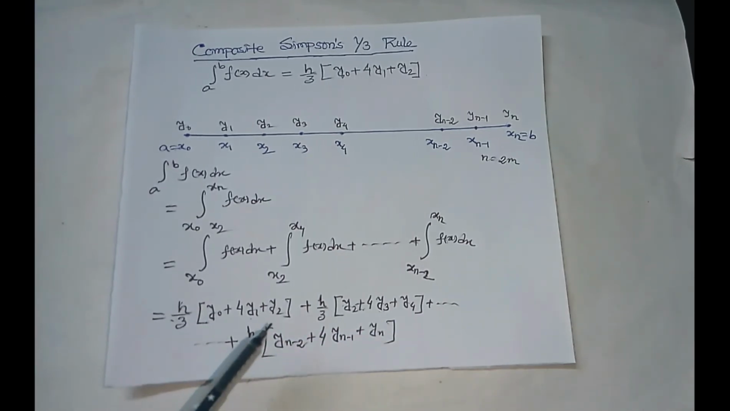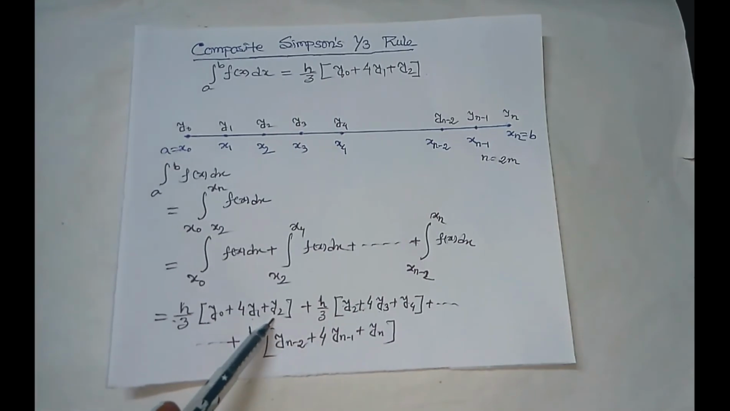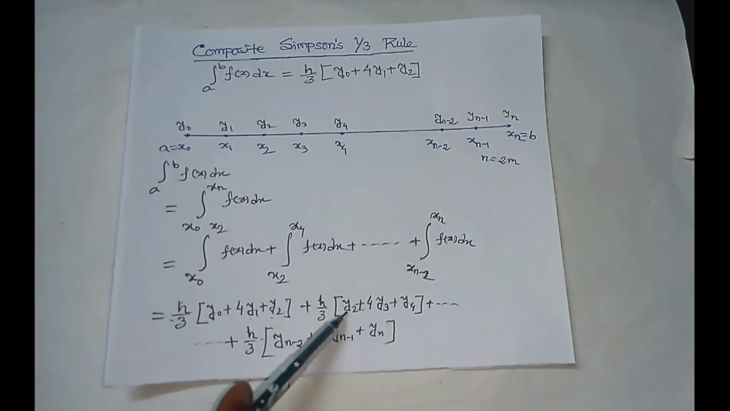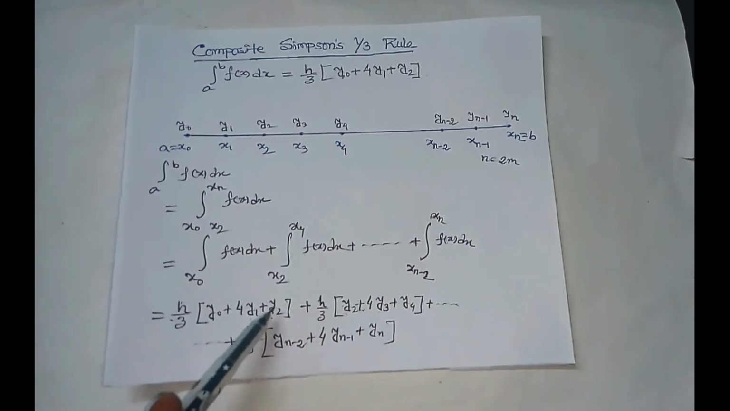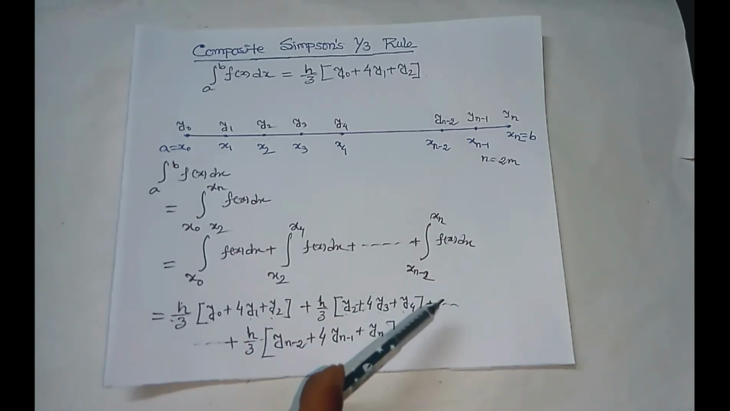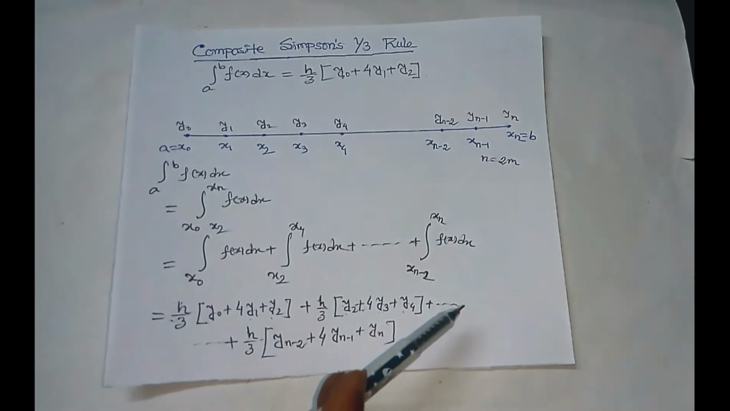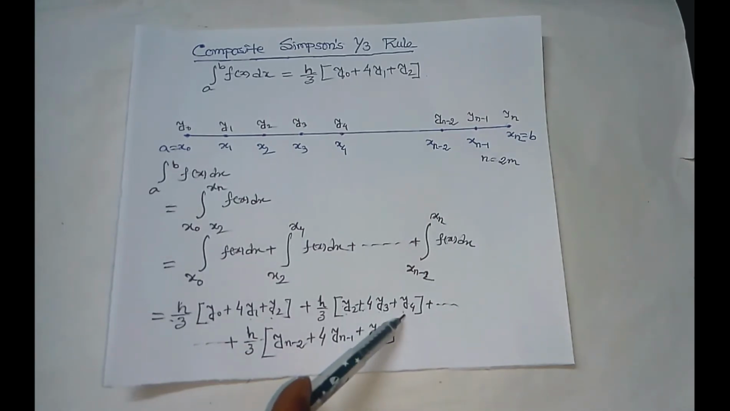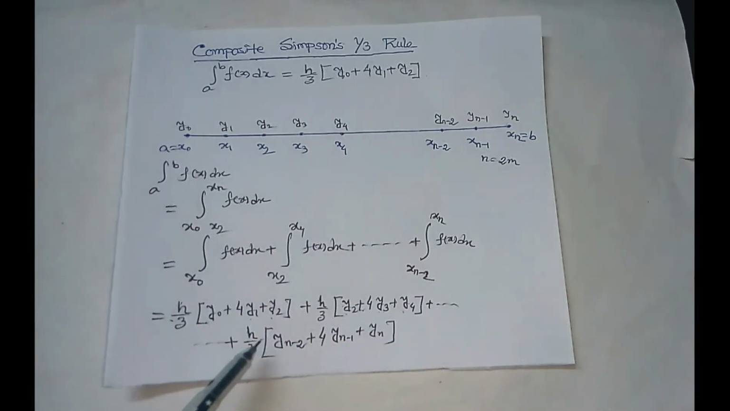Now consider the remaining even entries. So there is one y2, and we have one more y2 here, so this will be 2y2. Next, this is y4. If we consider the next formula, then there will be one y4 again, so there will be 2 times y4. Continuing in this way, we shall find that all the even entries will be multiplied by 2 and all the odd entries are multiplied by 4.